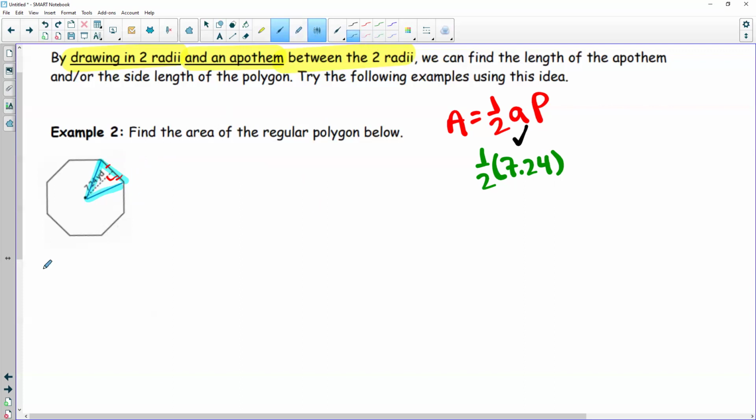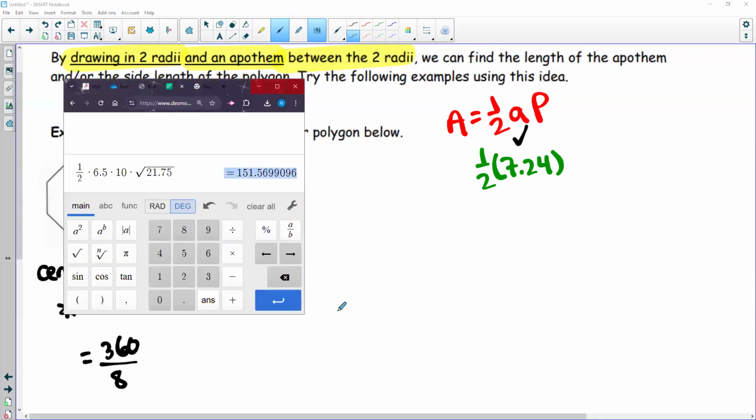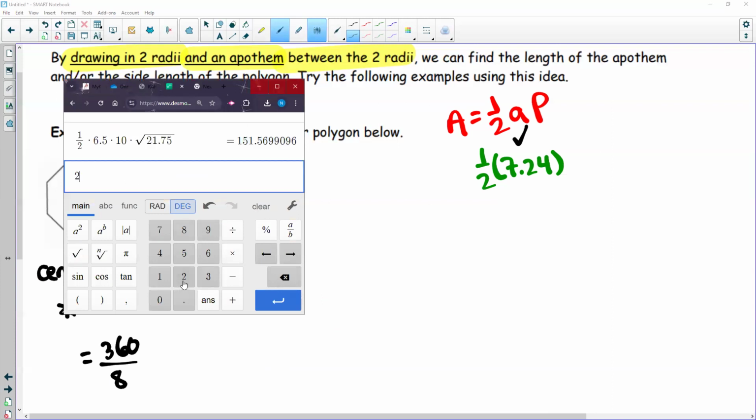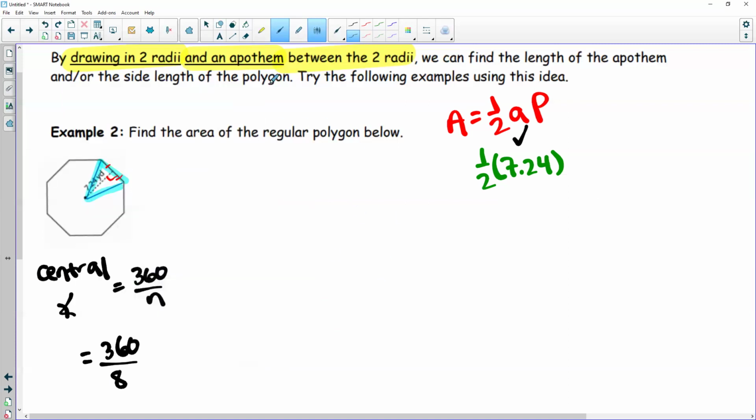So our focus is going to be this. We first need to find the central angle. The central angle is found by doing 360 divided by n, where n is the number of sides. If we look at this particular regular polygon, we have 1, 2, 3, 4, 5, 6, 7, 8 sides. So our central angle would be found by doing 360 divided by the number of sides, 8. We can just type this into the calculator: 360 divided by 8. That gives us 45. So our central angle here is 45.